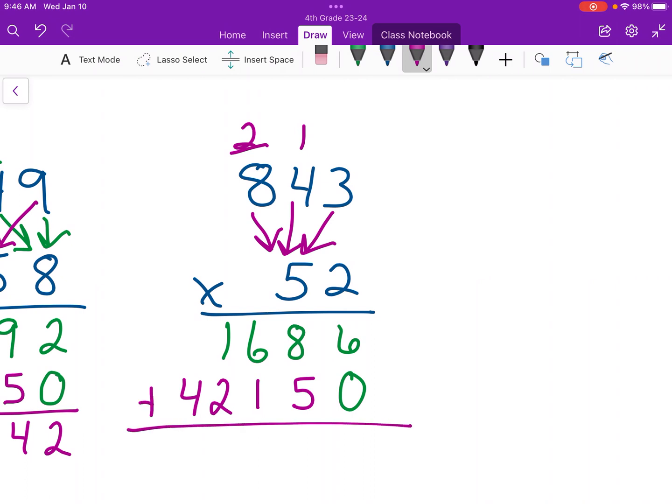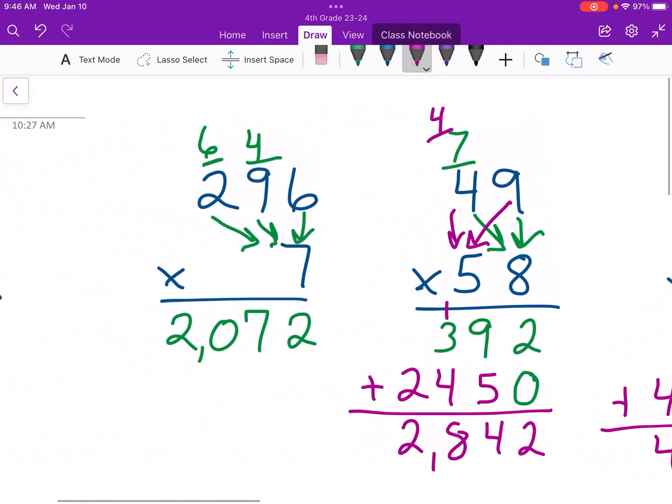Add those together. 6 plus 0 is 6. 8 plus 5 is 13. Carry the 1. 6 plus 1 is 7. Plus 1 more is 8. 1 plus 2 is 3. And 4 plus 0 is 4. Put our comma 3 places over to make it 43,836.